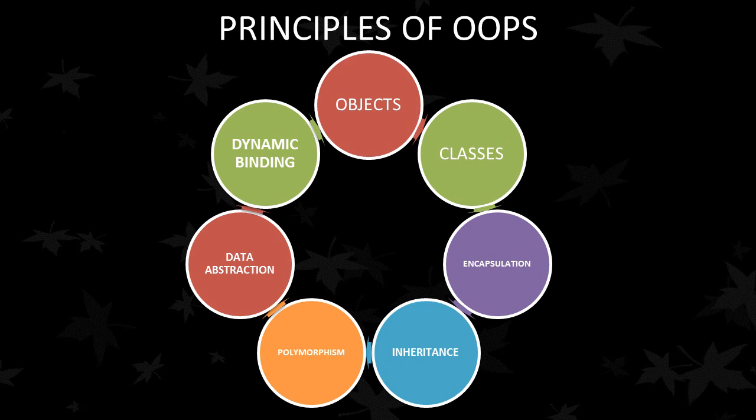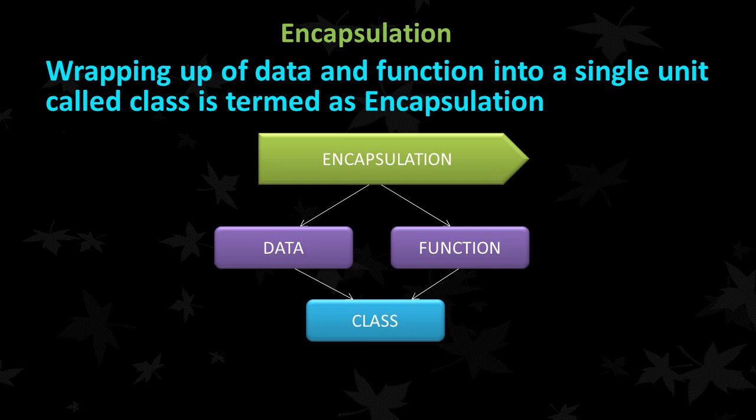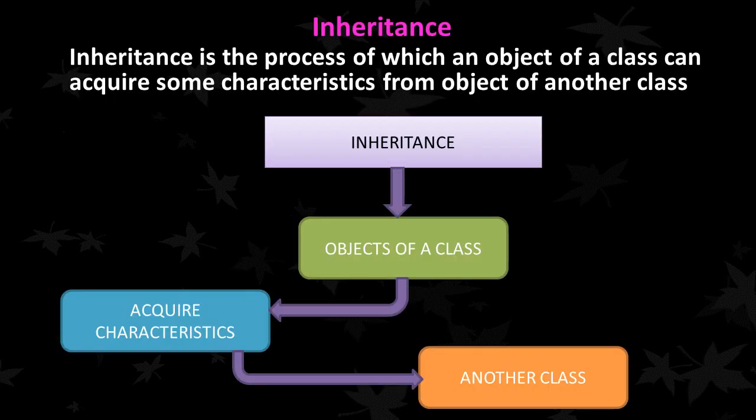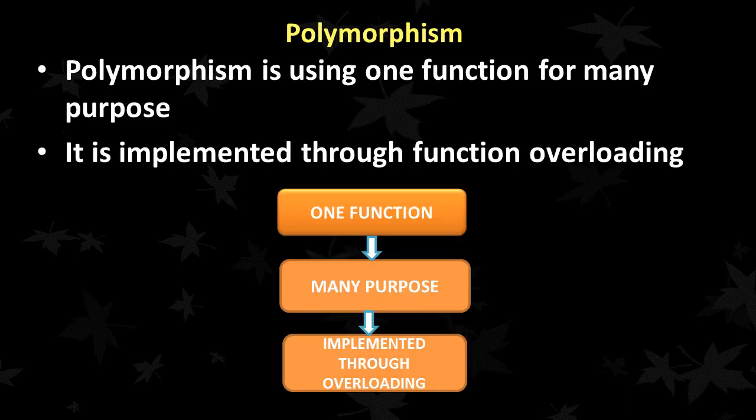Principles of OOPS: objects, class, encapsulation, inheritance, polymorphism, data abstraction, dynamic binding. Wrapping up of data and function into a single unit called class is termed as encapsulation. Inheritance is the process by which an object of a class can acquire some characteristics from an object of another class. Polymorphism is using one function for many purposes. It is implemented through function overloading.